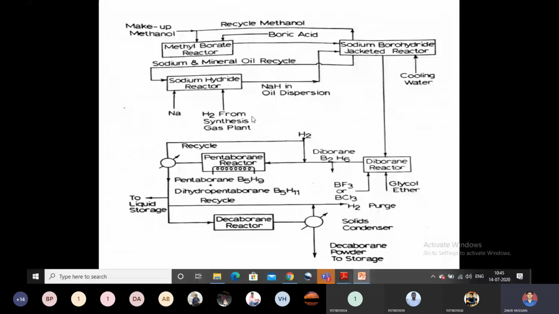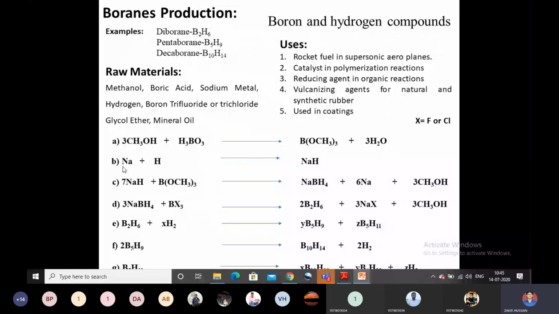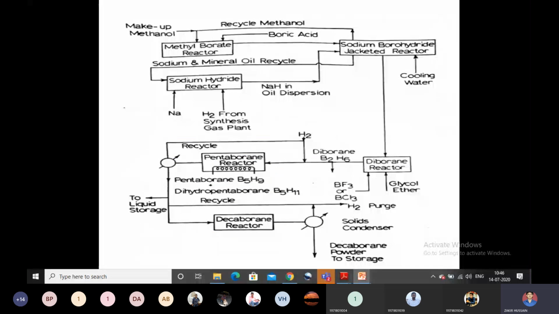Then in a separate reactor, which is labeled the sodium hydride reactor, the sodium metal will react with hydrogen coming from the synthesis gas. So these two reactants, Na and H2, will react with each other in order to give sodium hydride, as given in reaction B. Sodium is present in the metal form. In order to have it in a reactant form, we need to disperse this sodium metal inside the mineral oil. So mineral oil is used to disperse the finely divided particles of sodium metal.